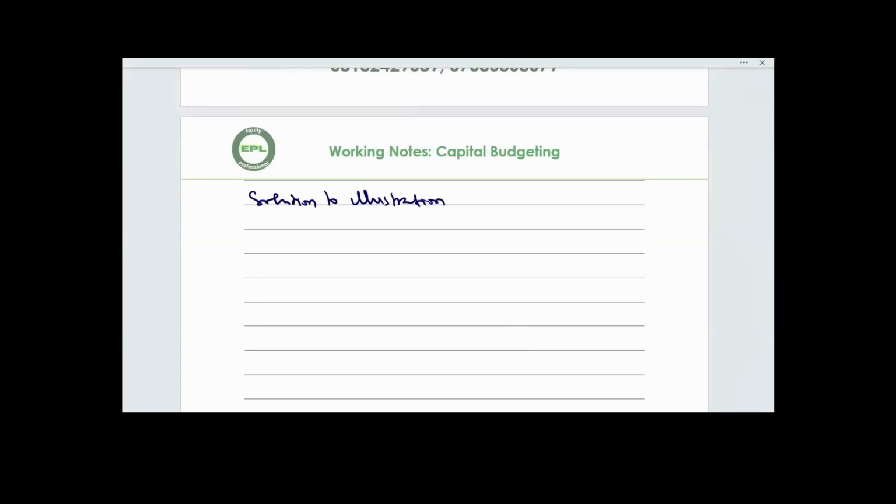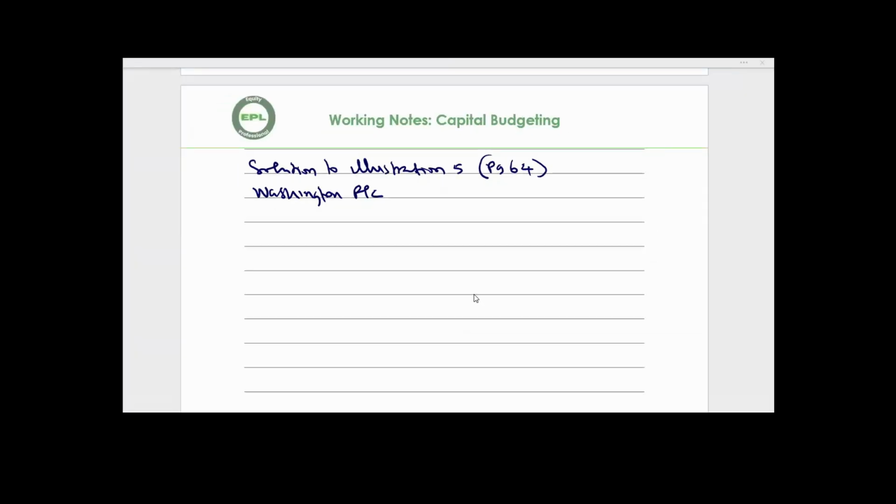Illustration, what is that? Illustration 5, page 64. Solution to illustration number 5, page 64. The name of the company is Washington PLC. So, the examiner is asking you in the requirement number A. So I will say requirement number A1, A Roman figure 1.